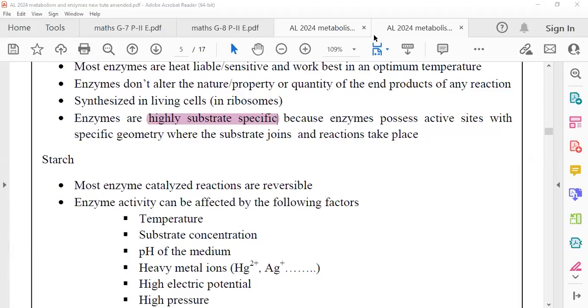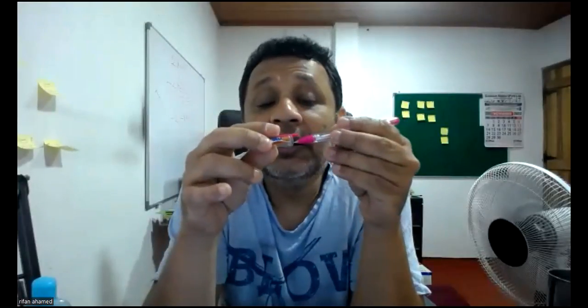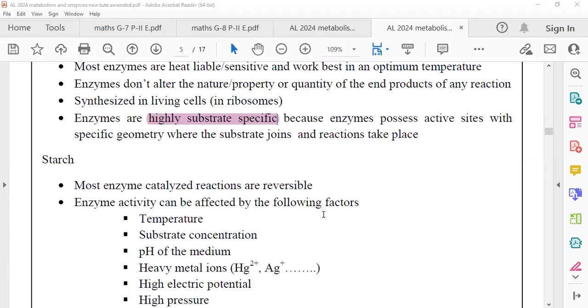Complementary doesn't mean one is equal to the other. Is this one shape and this one shape, are they equal? No. One is fitting with the other. One is filling the other. One is complementary to the other. Clear? Yes, sir.